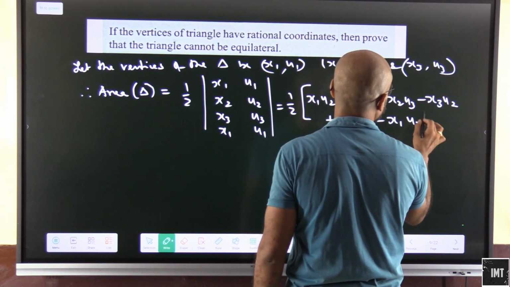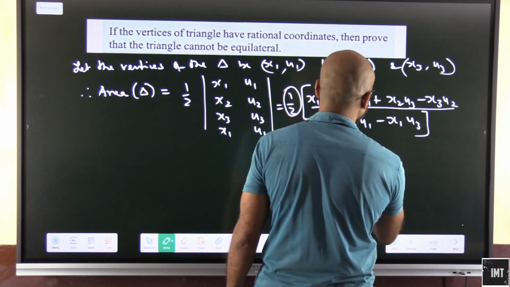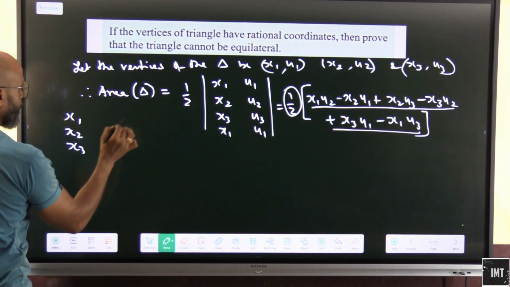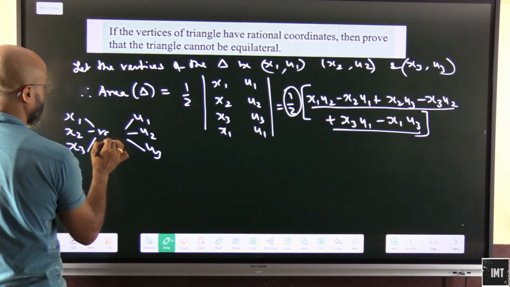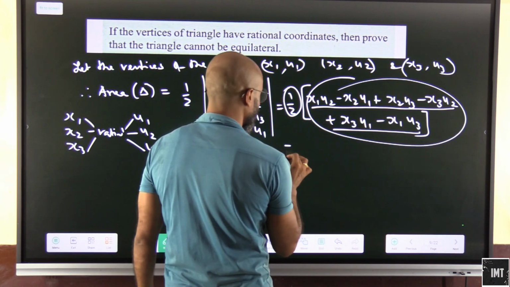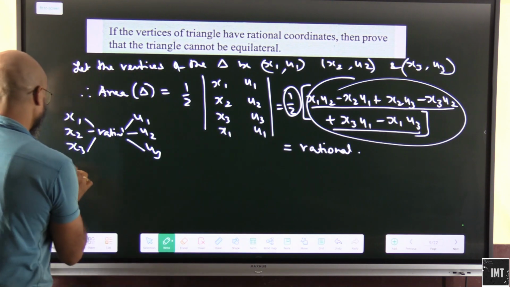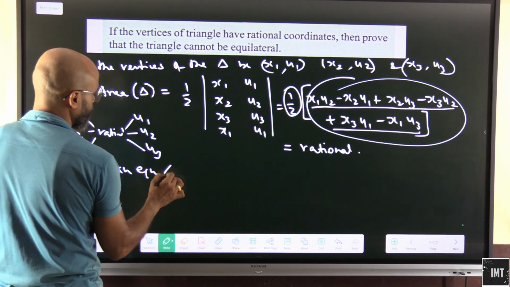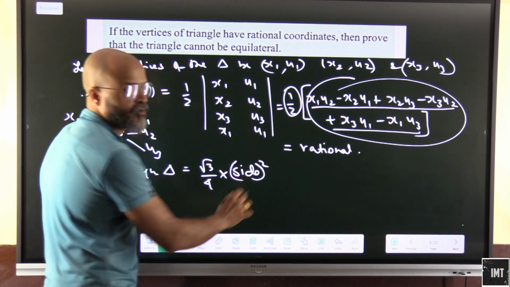minus x1 y3. Now all of these are rational, because x1 x2 x3 and y1 y2 y3 all are rational. So this entire portion becomes rational. Half into something rational will give you a rational result, and we know that the area of an equilateral triangle is equal to under root 3 by 4 into side square.